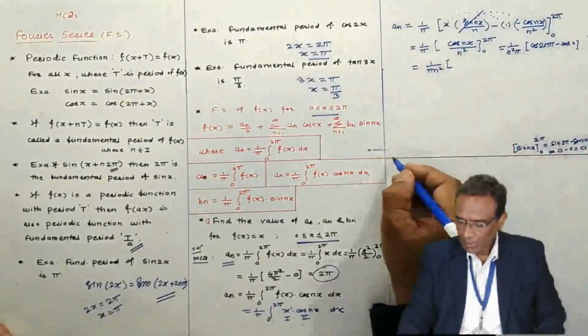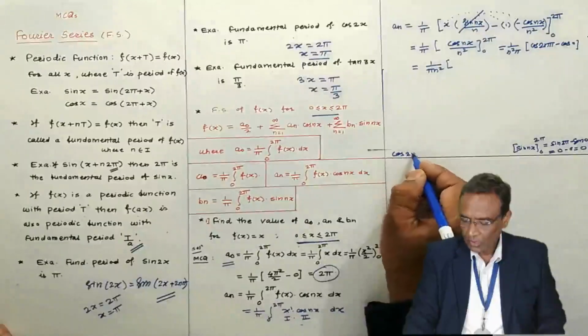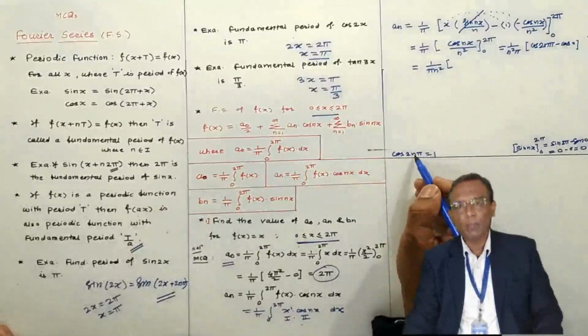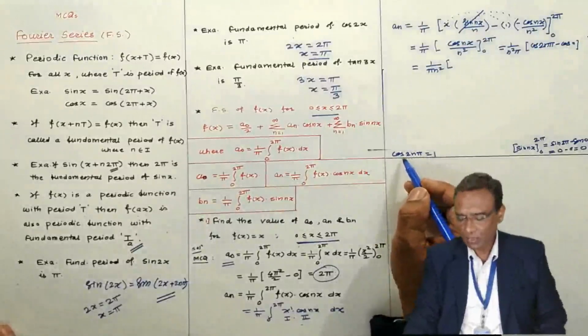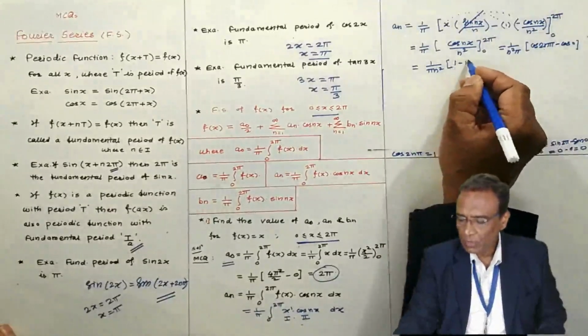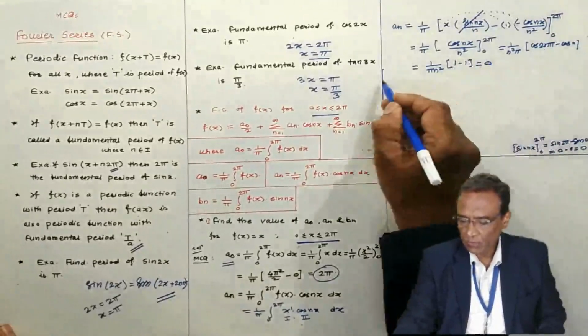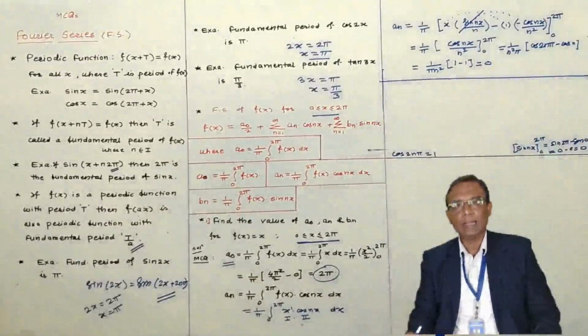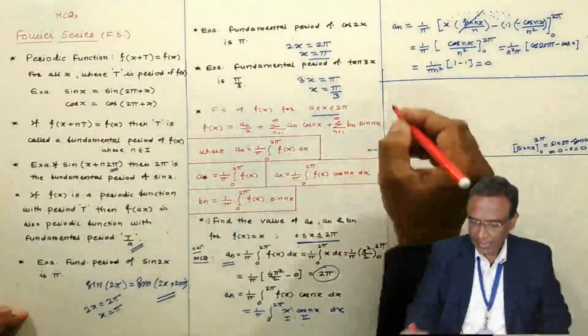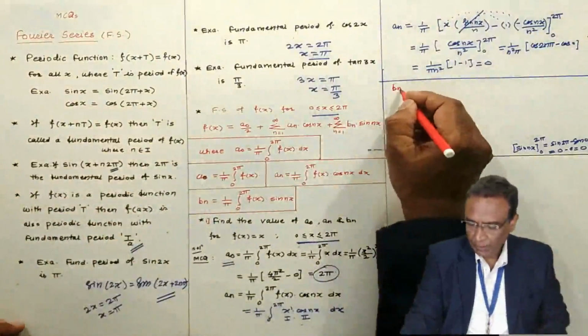See, cos 2n pi is what? It is 1. Because if you go on putting n equal to 1, 2, 3, 4, 5, 6, all values of cos become 1. Cos 2n pi is 1, cos 0 is 1, 1 minus 1 is 0. The value of a0 is what? And an is 0. So very quickly, we are going to find the value of bn.